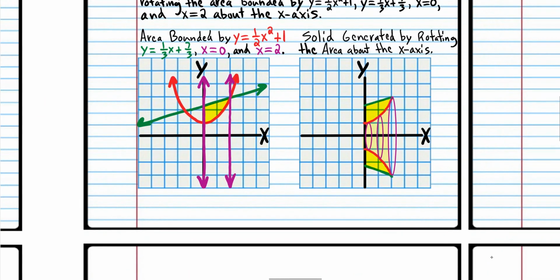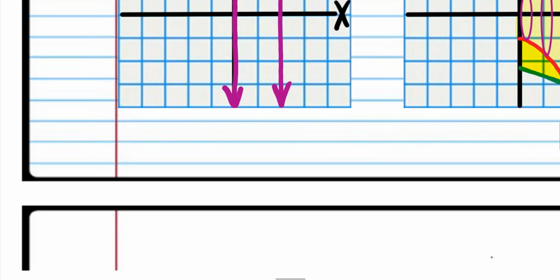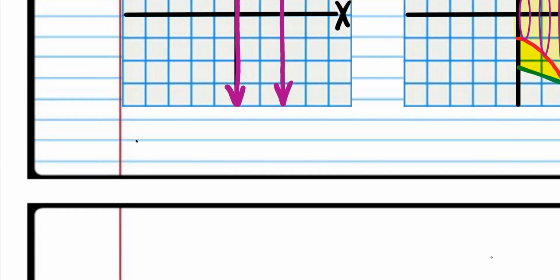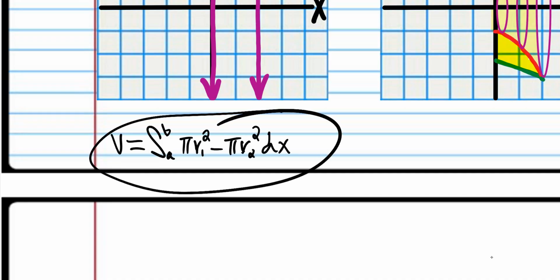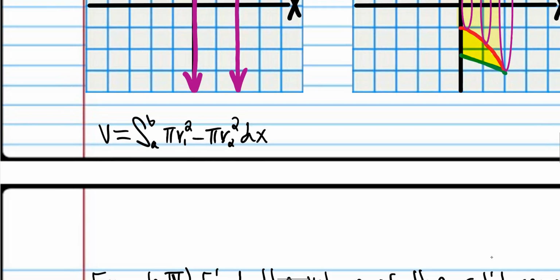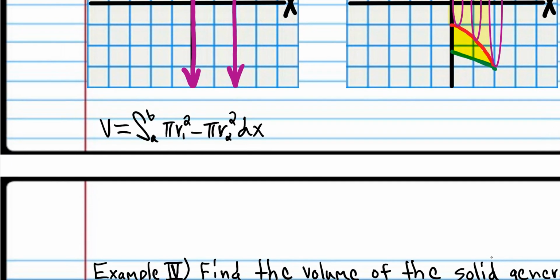So let's set up our integral. Our formula is going to look a little bit different. It's going to be the integral from a to b of the cross-section area of the bigger circles minus the cross-section area of the smaller circles. So this is the formula that we're going to use to find the volumes of washers.